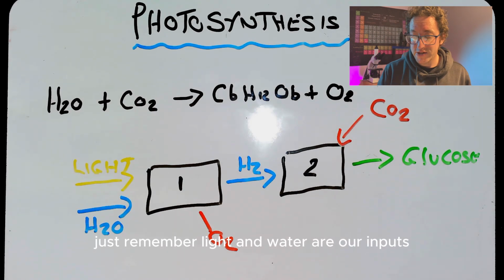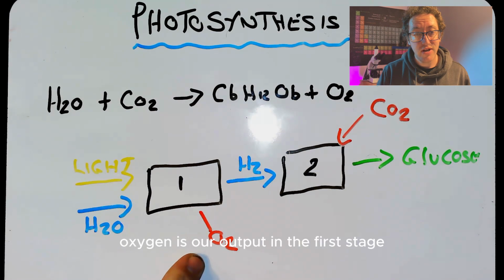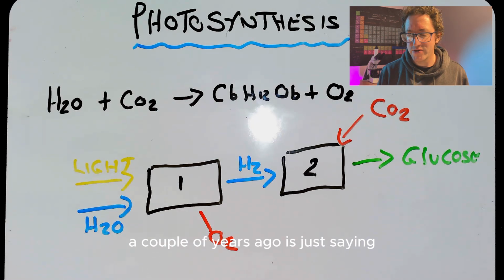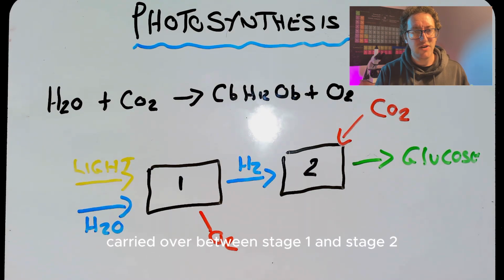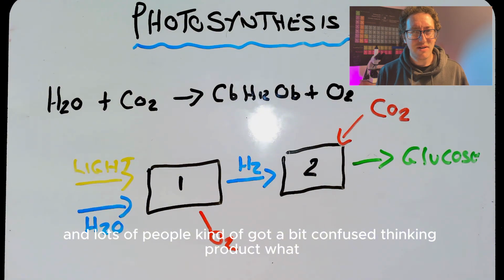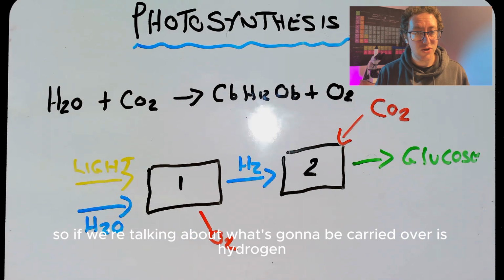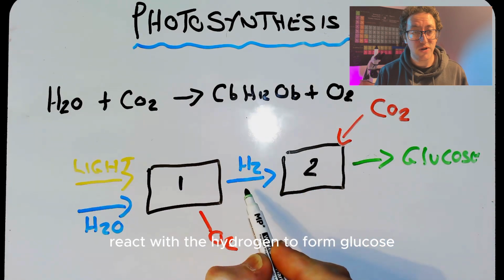Just remember, light and water are our inputs. Oxygen is our output in the first stage. Hydrogen is carried over. In fact, I think one of the exam questions a couple of years ago was just asking, what is the name of the product carried over between stage 1 and stage 2? And lots of people got a bit confused thinking, product, what? But hydrogen is the product of stage 1 of this model. So if we're talking about what's going to be carried over, it is hydrogen. Carbon dioxide is absorbed in stage 2, reacted with the hydrogen to form glucose.